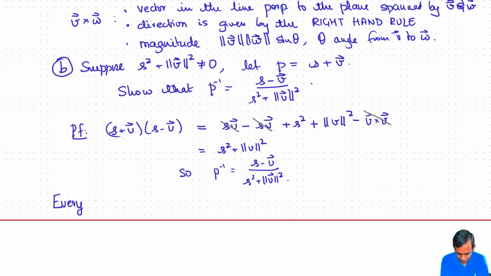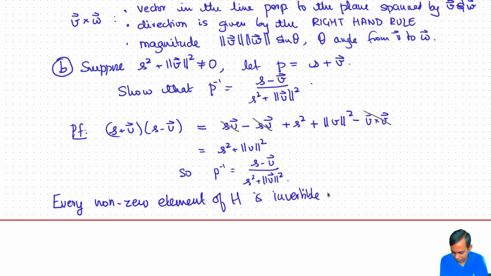Every non-zero element of H is invertible. This is what we call a division ring: a ring, not necessarily commutative, where every non-zero element is invertible.